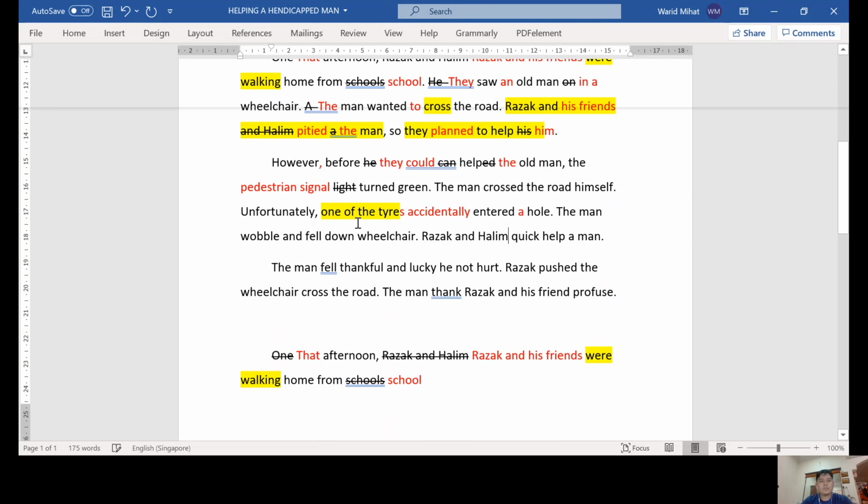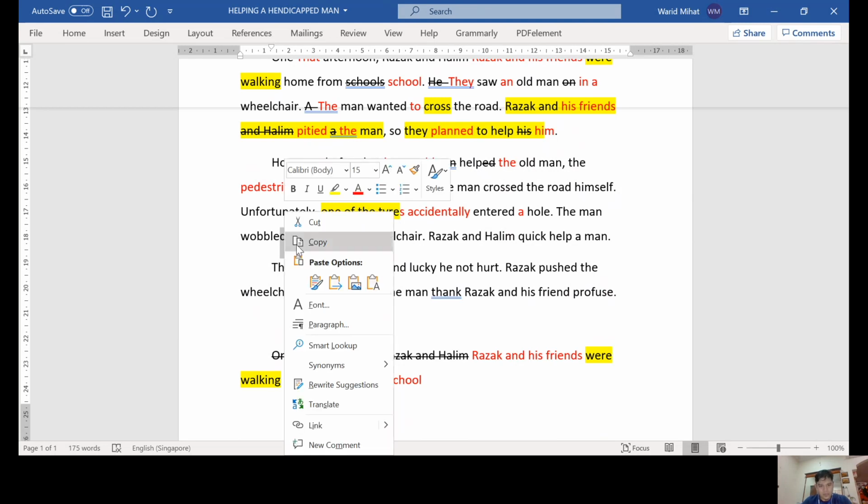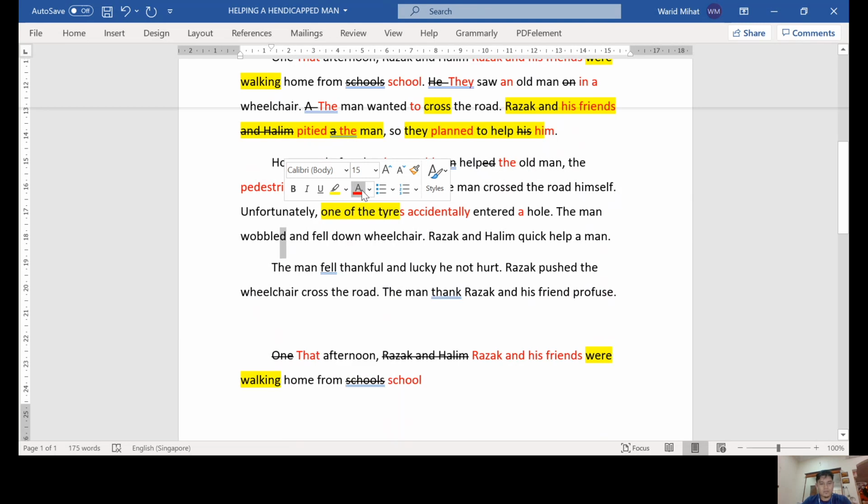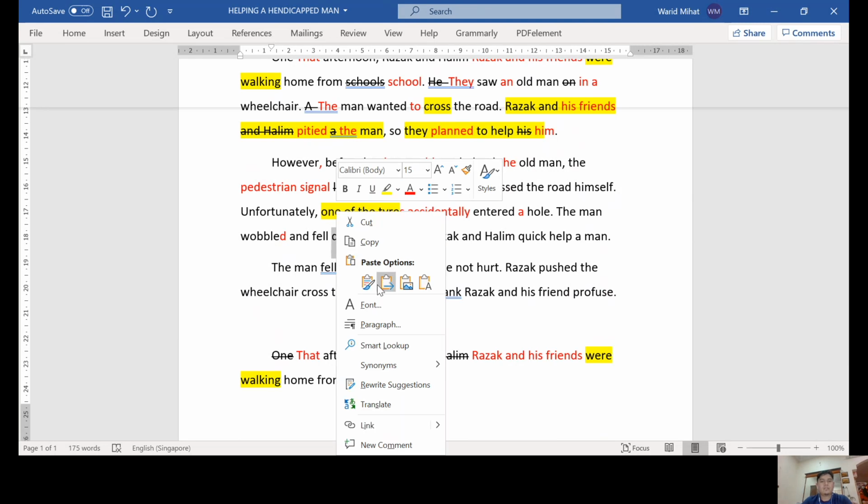The man wobbled. The man wobbled. Kesilapan dia apa kat sini? No. Dia wobble lah. Dia jadi terhoyong-hoyong sikit macam tu kan. Hilang keseimbangan. And fell down wheelchair. Okay, fell down ni daripada atas ke bawah. Tapi sekarang ni dia adalah berada dari dalam keluar. So, kita tak guna fell down. Kita guna fell off. Okay. Fell off.